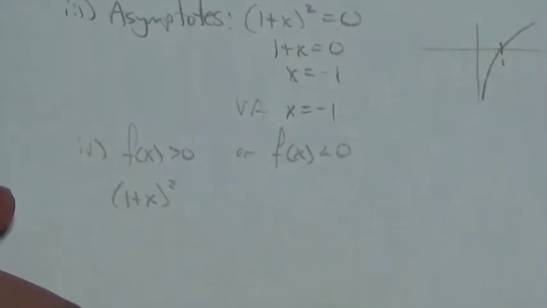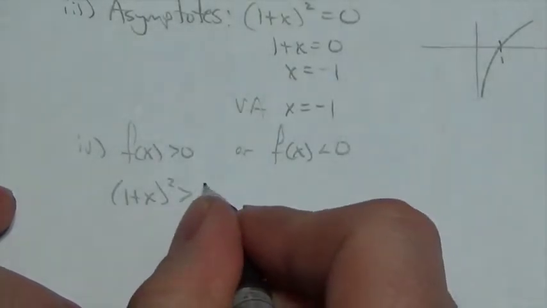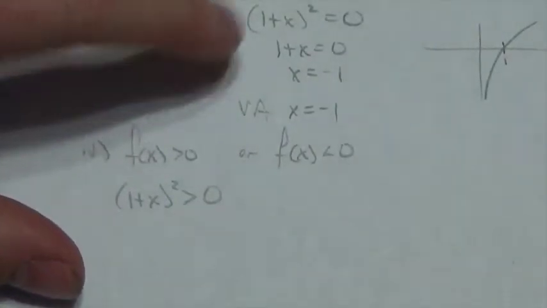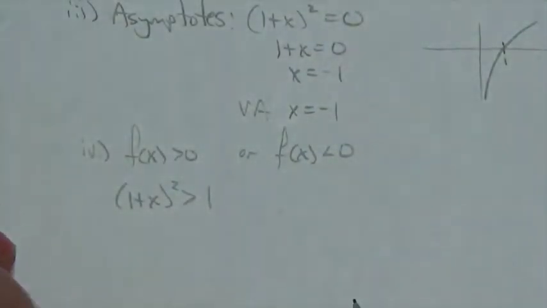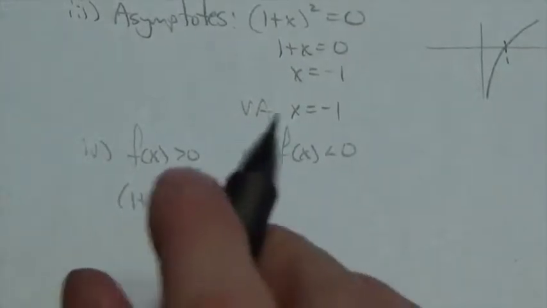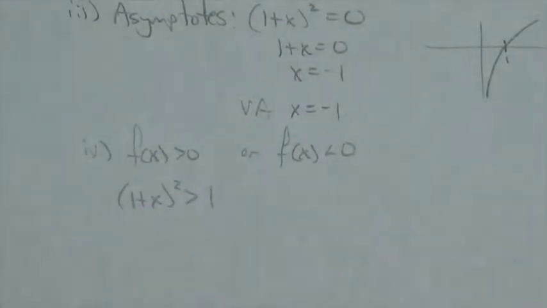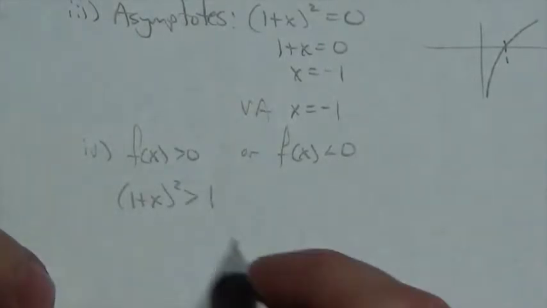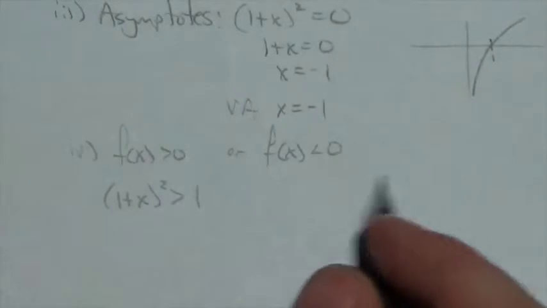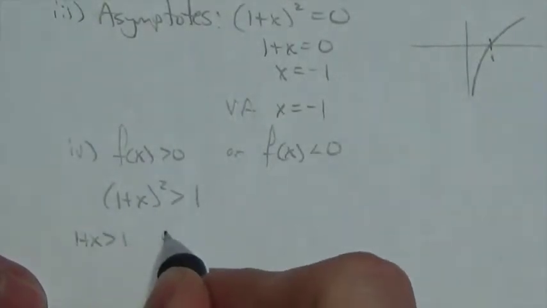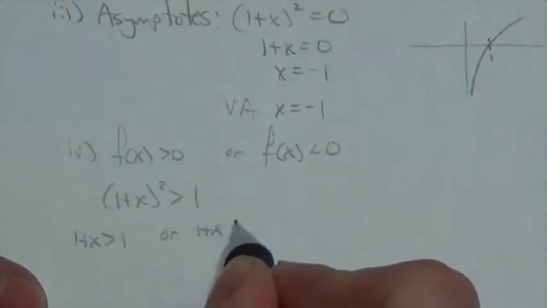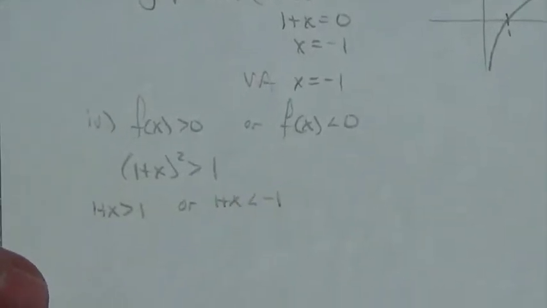I am interested in where this thing is greater than 0. I want the log to be greater than 0, and I've just established that that's going to be where that thing is greater than 1. Okay, as long as the argument of the logarithm is greater than 1, when you take the log, you're going to get a positive value here. So now take the square root, and what we're going to get here is either 1 plus x is greater than 1, or 1 plus x is less than negative 1.